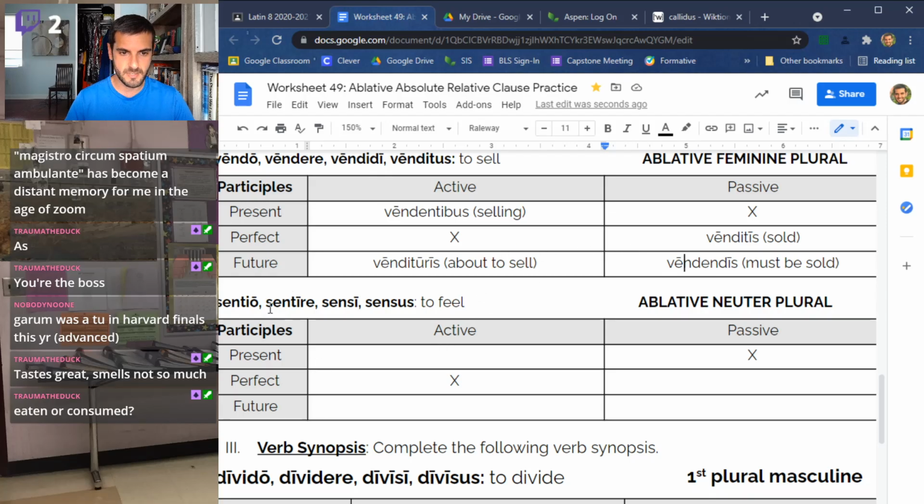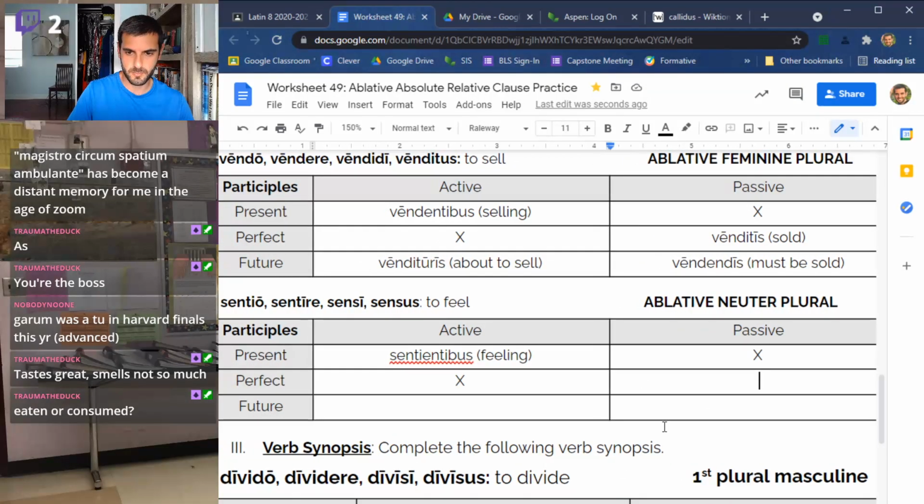For the verb sentio, so ablative neuter and plural this time. Because of that IO, it's going to be sentient, and then I put my ending. Sentientibus. Anything that's sentient is able to feel. So sentientibus, feeling.